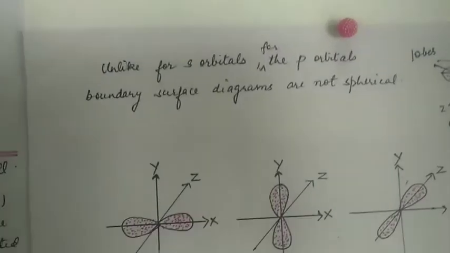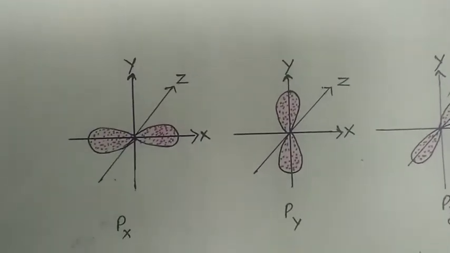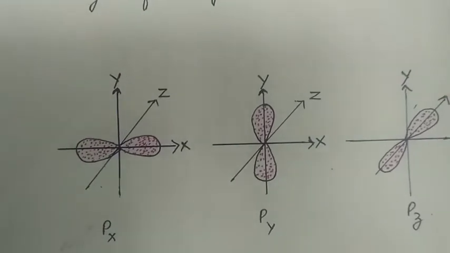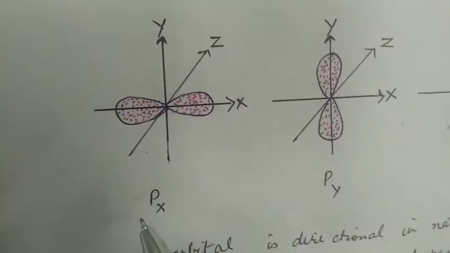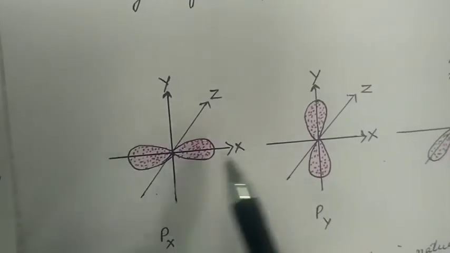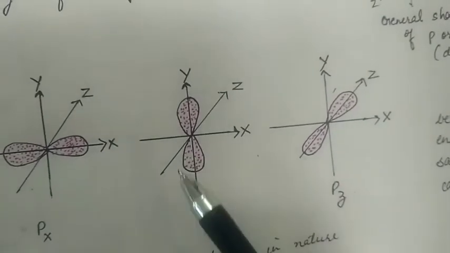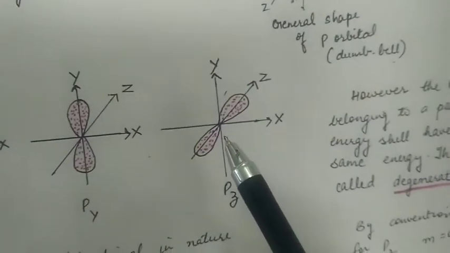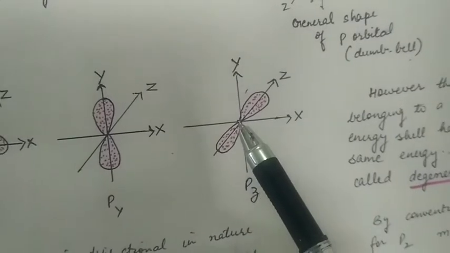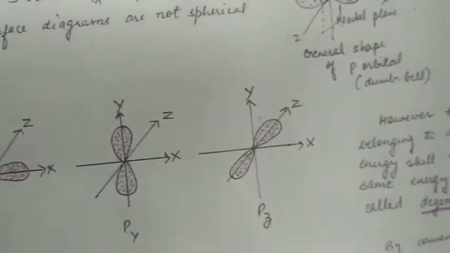So unlike the s orbital, which was spherical, the p orbital boundary surface diagrams are not spherical, they are dumbbell shaped. In px orbital, the dumbbell is directed along the x axis. In py orbital it is directed along the y axis, and in pz orbital it is directed along the z axis.